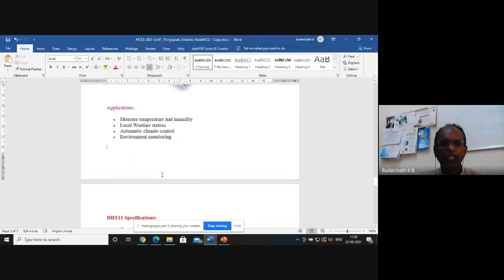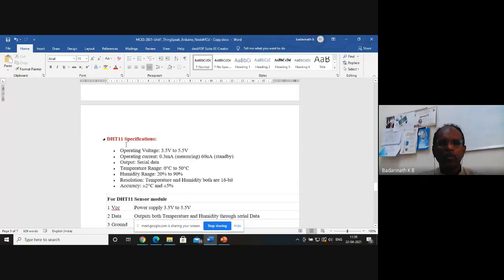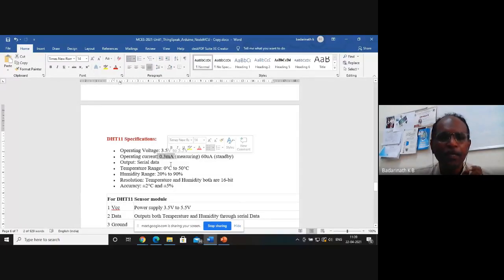Now, what are the specifications? As I said, the operating voltage is 3.0 to 5.5 volts. As for the current, when you are not using it, it is 60 microamperes in standby. That means it consumes very little current when the protocol is not being exchanged between the DHT11 and your RPi. When you are measuring, it takes only 0.3 milliamperes. What is the format of the data? It's serial digital data.